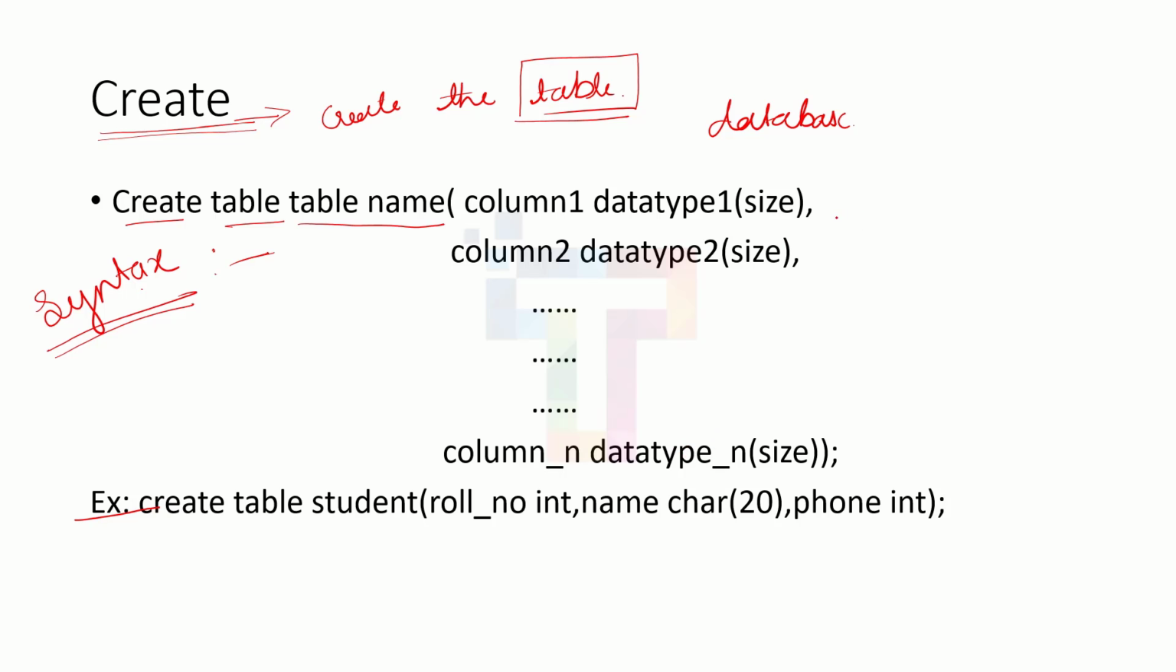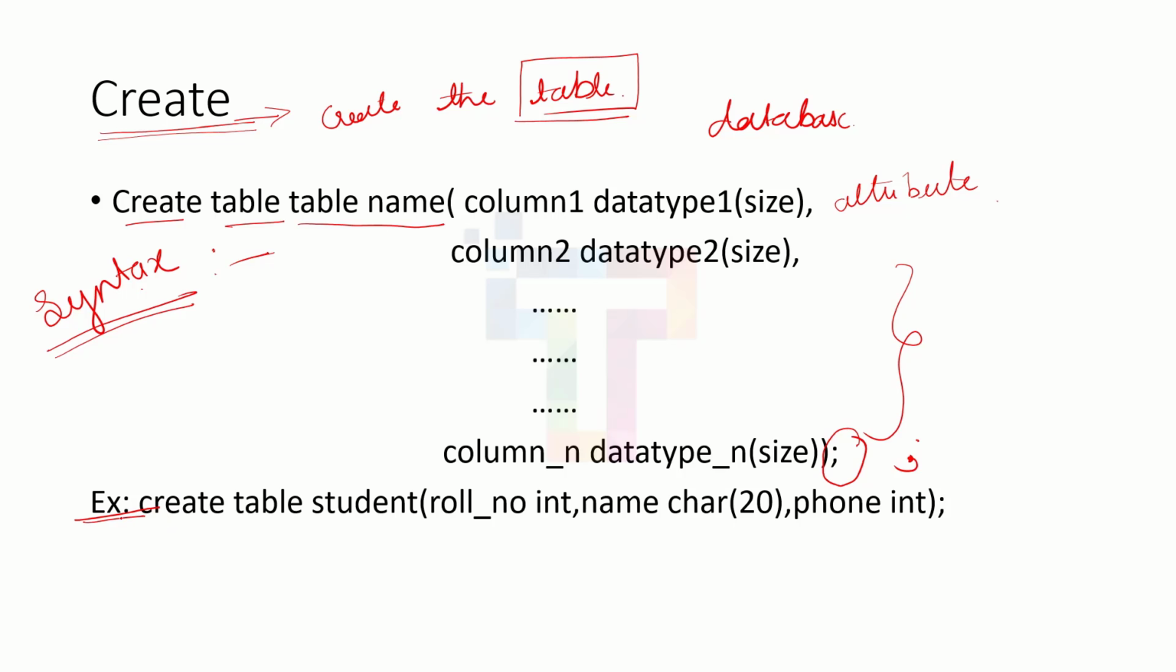Every column name is nothing but attribute. In last lecture only I have explained what is attribute, right? Attribute is the property, right? So column and attribute, both are same. And for this column, you need to define the data type. So don't forget the syntax, then close the parenthesis and then semicolon. Semicolon is must. Every query has to end with the semicolon. So this is the syntax to write the create command.